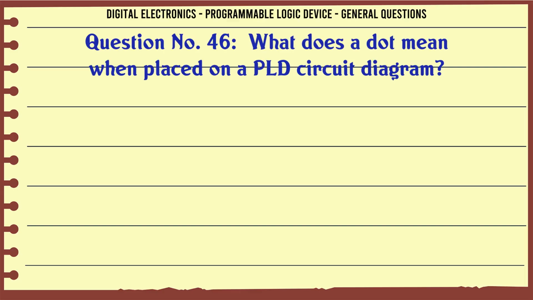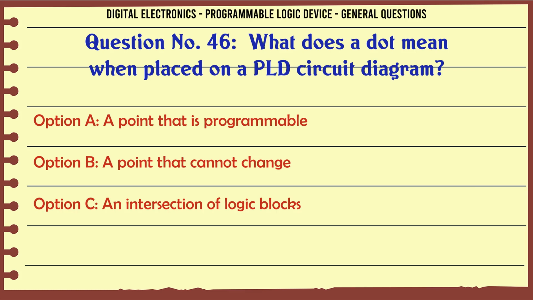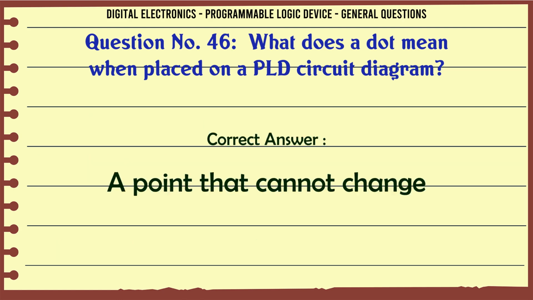What does a dot mean when placed on a PLD circuit diagram? A. A point that is programmable. B. A point that cannot change. C. An intersection of logic blocks. D. An input or output point. The correct answer is a point that cannot change.